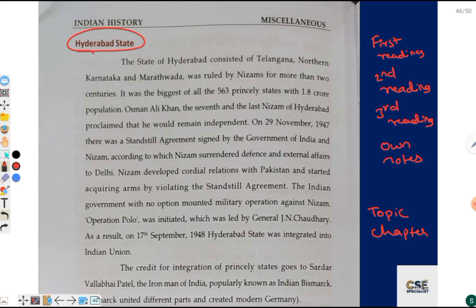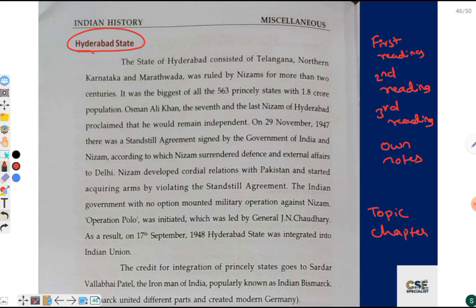Osman Ali Khan, the seventh and last Nizam of Hyderabad, proclaimed that he would remain independent. On 29 November 1947, a standstill agreement was signed by the Government of India and the Nizam, according to which the Nizam surrendered defense and external affairs to Delhi. The Nizam developed a cordial relation with Pakistan and started acquiring arms, violating the standstill agreement. The Indian government, with no option, mounted a military operation against the Nizam, that is, Operation Polo, which was led by General J.N. Chowdhury. As a result, on September 17, 1948, Hyderabad state was integrated into the Indian Union.